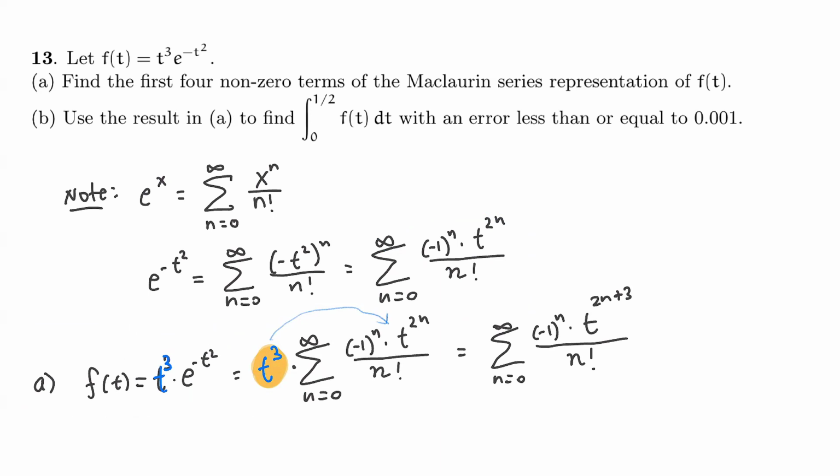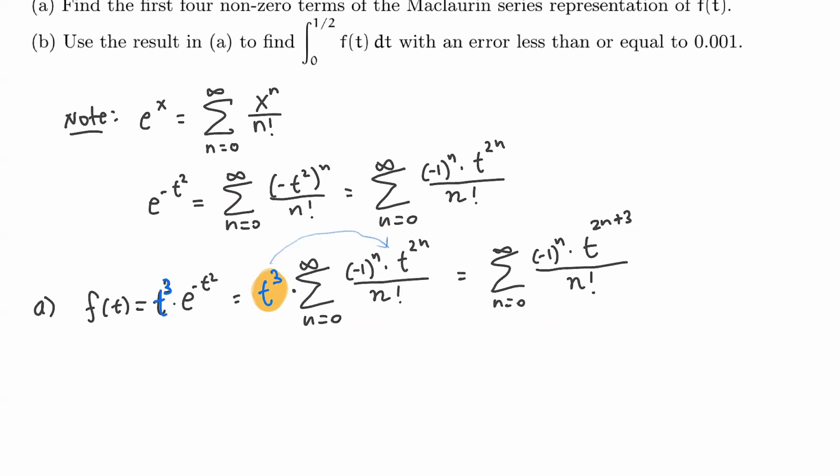Questions about that? To answer the question here, find the first four non-zero terms. And that's the easy part. You just replace n with 0, 1, 2, 3, and that's it. You're done. So if n is equal to 0, you get t to the power of 3 divided by 0 factorial. 0 factorial is 1.